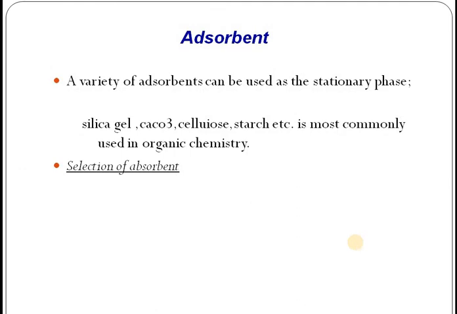Adsorbent. A variety of adsorbents can be used as the stationary phase. The adsorbents we already use in TLC are silica gel and alumina. Here we also use silica gel, calcium carbonate, cellulose, starch, etc. Silica gel is more commonly used in organic chemistry. Selection of adsorbent depends on the nature of the compounds.